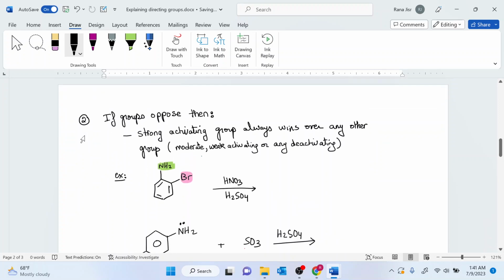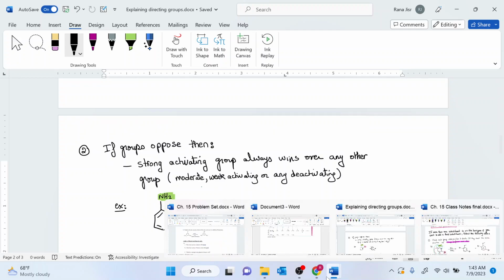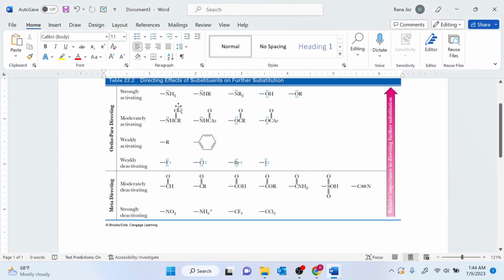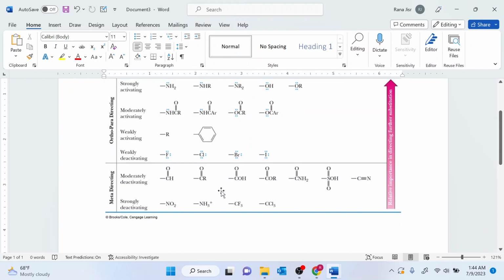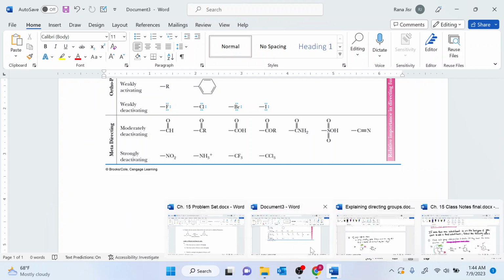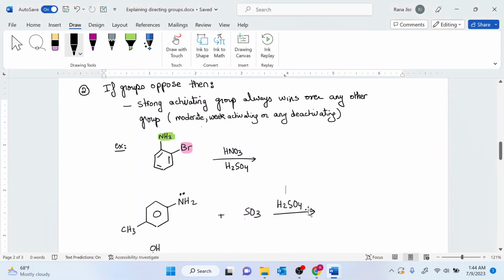Now, if the groups oppose, then in this case, follow these rules. The strong activating group always wins over any other group, whether you're doing moderate, weak activating, or any deactivating group. By the way, I have posted the directing effect table on eCampus. This is the exam version, and you can use it for the exam. All the rules that I'm just mentioning, you can write them underneath the table without any examples. So you are not allowed to write any examples, okay?